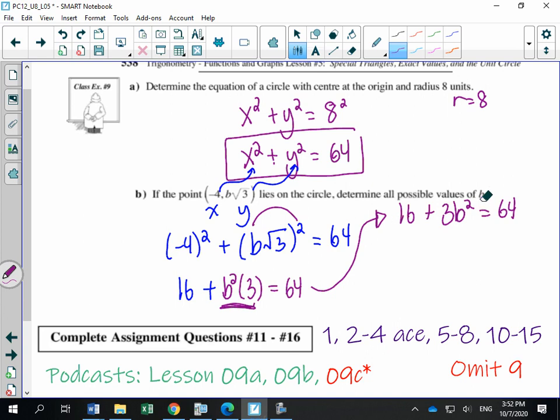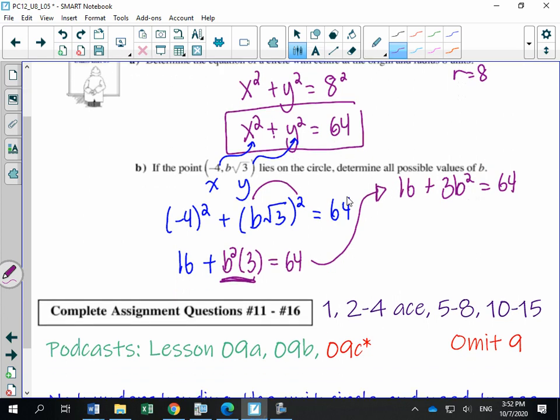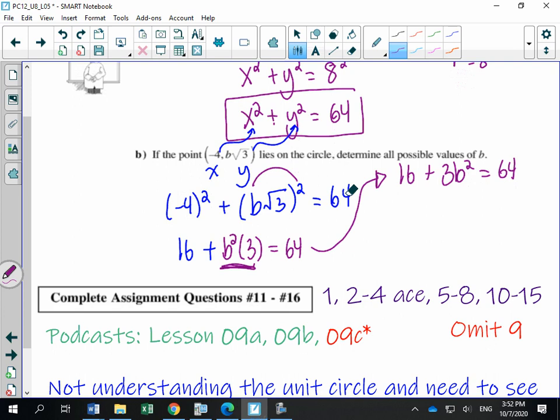From here, it said what are the possible values of b. So I'm going to subtract 16 from both sides, and I would get 3b squared is equal to 48. Divide both sides by 3, and you would get b squared is equal to 16. Take the square root of both sides and apply the square root principle, and you would get b is equal to plus or minus 4. And that's how you do that question.